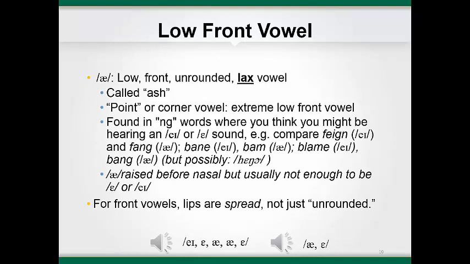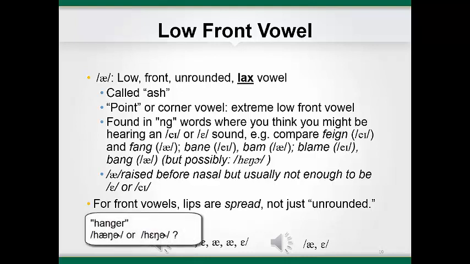Its symbol is called ash. Again, because the quality of vowels can change before nasal consonants, it might be difficult to decide if you hear the A vowel or the E vowel before the ng sound or other nasal sounds. Most of the time in ANG or ANK words, the word is produced with the A vowel, but not always. For example, do you pronounce the word hanger as "hanger" or "hainger"? I feel like I can pronounce it either way depending on the mood or the context. Listen again. Hanger or hainger.